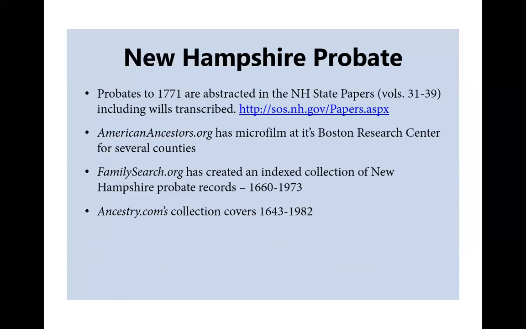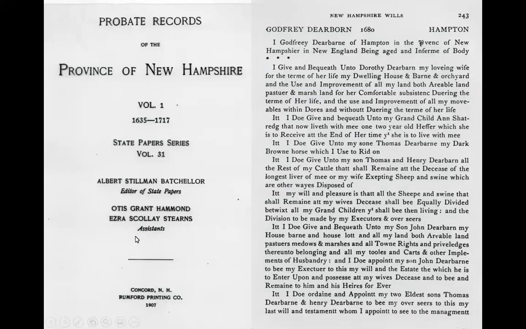New Hampshire probates to 1771 are in the New Hampshire State Papers. We have some microfilm at American Ancestors. FamilySearch, quite helpfully, has an indexed collection of New Hampshire probate records, 1660 to 1973. Remember to search by county for New Hampshire.